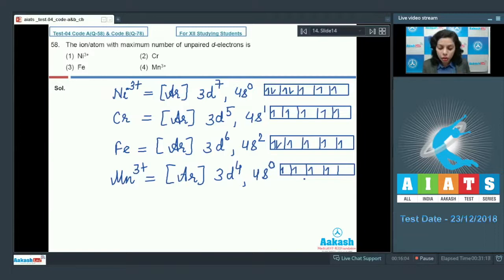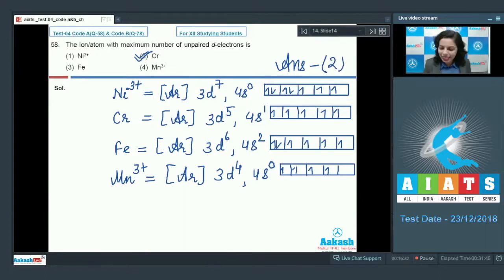So total unpaired electrons in case of Ni3 plus ion are 3. In case of Cr, there are 5 unpaired d electrons. Further, Fe has 4 unpaired d electrons. And in case of Mn3 plus, there are 4 unpaired d electrons. It means the maximum number of unpaired d electrons is present in the species chromium atom. And that's why this is the correct answer for our question.